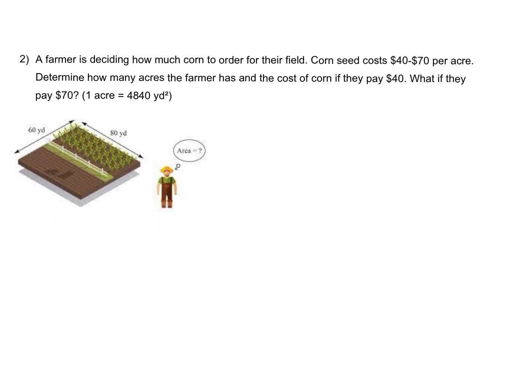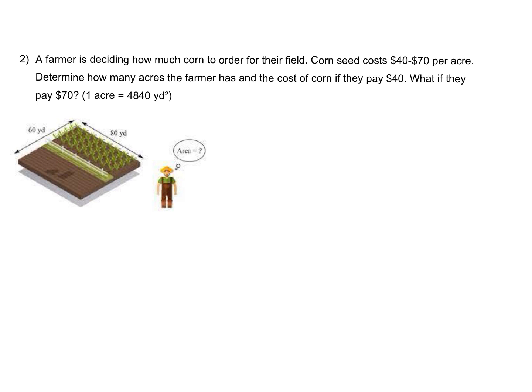Last example is a farmer is deciding how much corn to order for their field. Corn seed costs $40 to $70 per acre, and we want to determine how many acres the farmer has and then the cost of corn if they pay $40. And then what if they were to pay $70? And just to let you know, 1 acre is 4,840 yards.